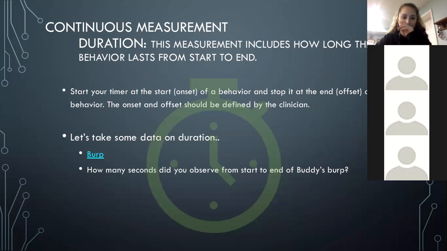So I'm going to pull up another link so that we can take some duration data. Before I do that, just a reminder that this is just how long a behavior occurs. So you're going to start the timer at the start of the behavior and stop it at the end. So start at the onset, stop at the offset. The onset and offset of a behavior is typically defined by the clinician prior to data collection. Of course I didn't do that here, but I think you'll get the point once you see what we're collecting duration data on.